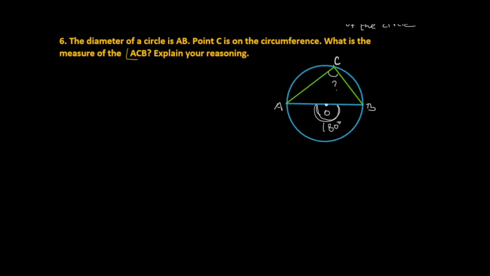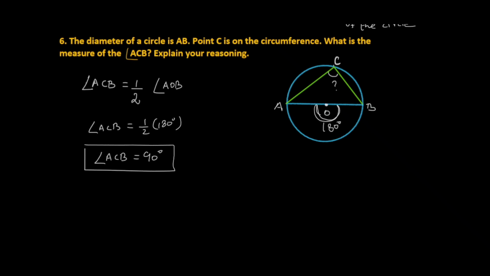What is this angle? We know very well that angle ACB, the angle on the other side of the arc, is half of the center angle made by the arc. So angle ACB is equal to half of 180 degrees. So angle ACB is equal to 90 degrees. If you take a point C on a circle, the angle the diameter makes with C is half of the center angle. The center angle is 180, so that angle is 90 degrees.